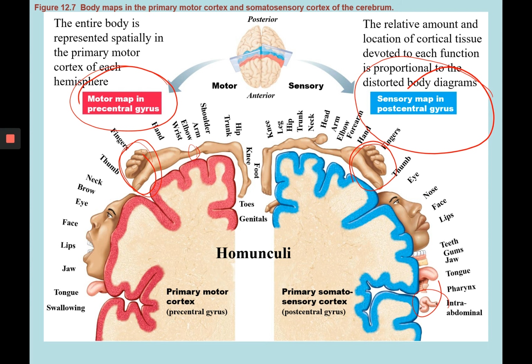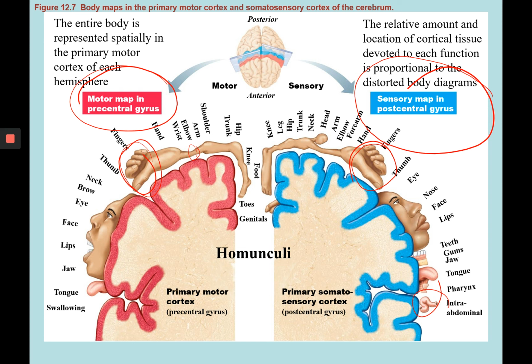Has to be a lot of pressure or a lot of pain for that to be sent to our brain and for us to consciously be aware of it. But we can see that on the left, the entire body is represented spatially in the primary motor cortex of each hemisphere. And then on the right, we have the relative amount of cortical tissue devoted to proportional distorted body diagrams for sensory information.